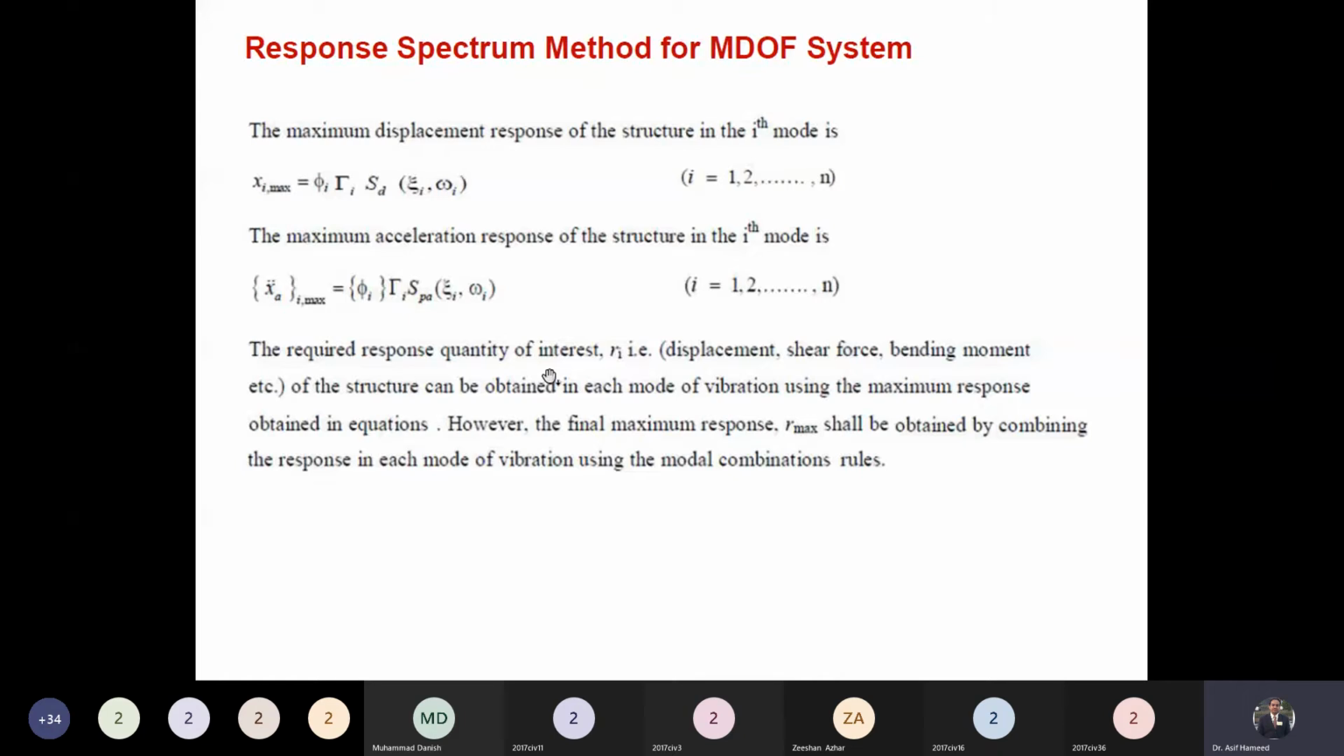So required response quantity of interest, displacement, shear force, bending moment, etc. of the structure can be obtained in each mode of vibration. Once you have the response, अब मुझे ये बताएं, in the static analysis, what you calculate first? Stiffness method में बताएं. What is unknown in the stiffness method? Displacements calculate करते हैं, unknown. And once we have the displacement, can you calculate the global forces and the reaction forces and the stresses and strains in the body? Yes sir. पहला unknown is the displacements.